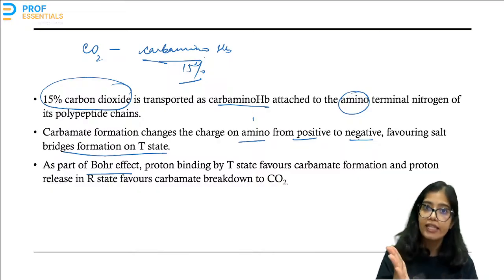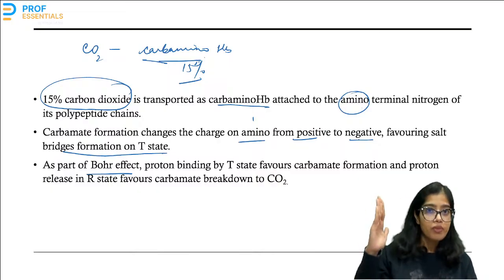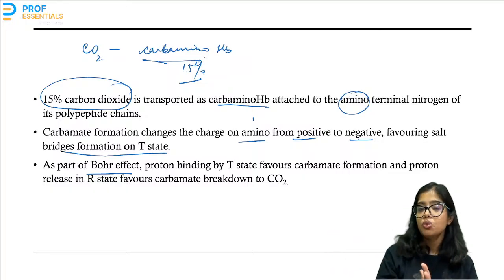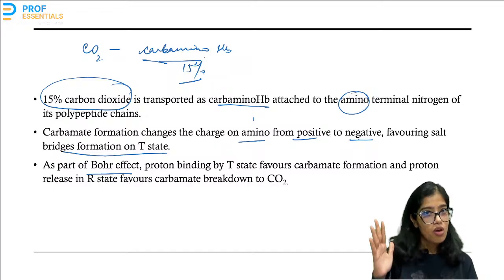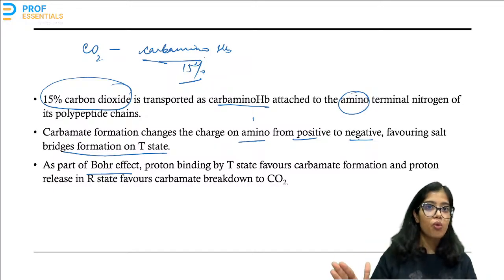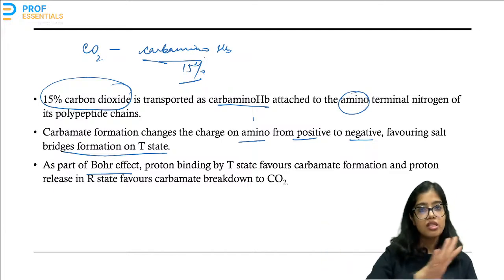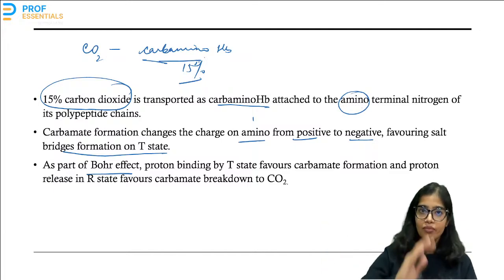Tissue level, T state, proton absorbed, carbon dioxide taken. Lungs level, high PO2, R state, oxygenated, salt bridges broken, proton is released, carbon dioxide is exhaled. So this is in short the Bohr effect. Understood?